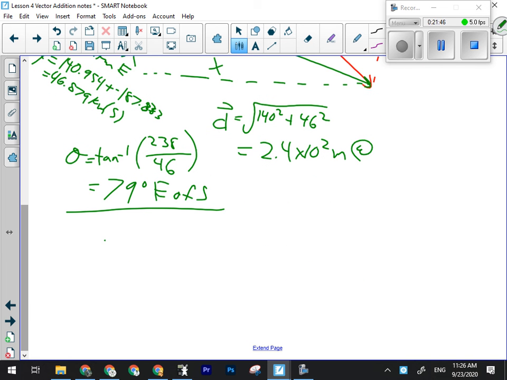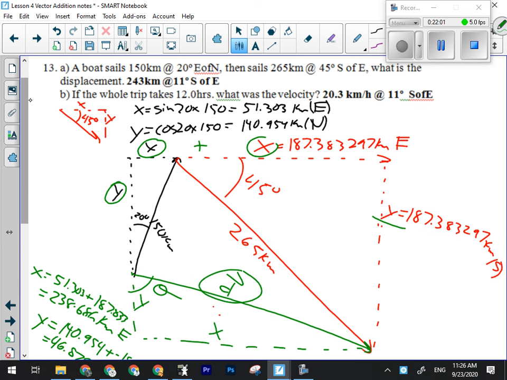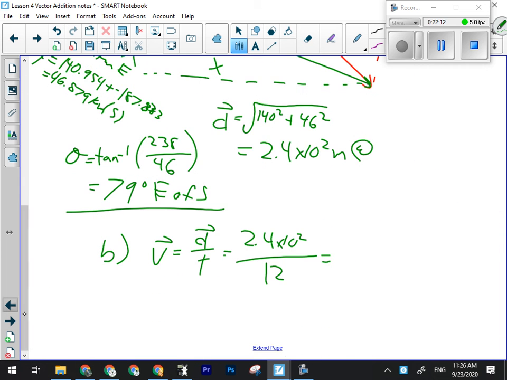All right, so for part B here, we've got v equals d over t, so that'll be our 2.4 times 10 to the 2 divided by 12 hours, okay, which is going to get us our 20.3 kilometers per hour, okay, but actually you should only have two significant digits. I don't know why all these have three. They shouldn't, okay, so it'll just be 20 kilometers per hour at the same vector, okay, velocity and displacement have the same vector, so it'll be at 79 degrees east of south.